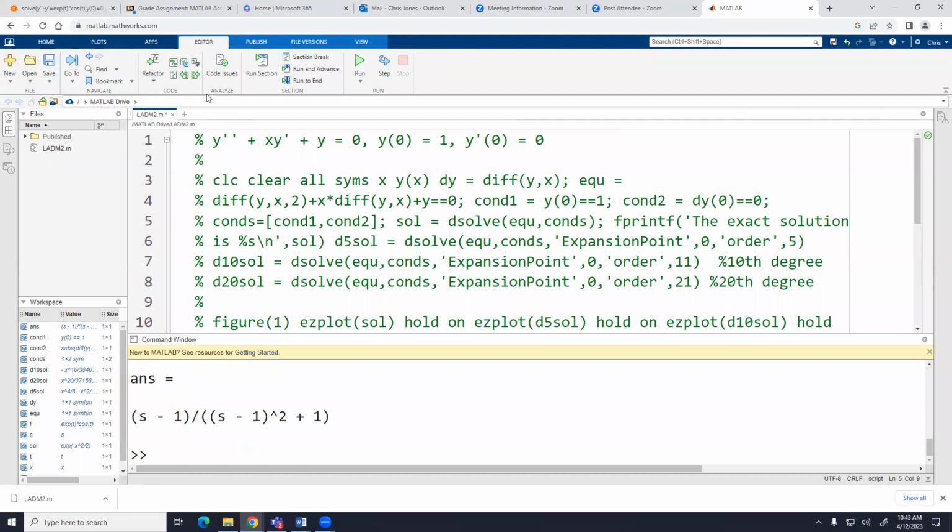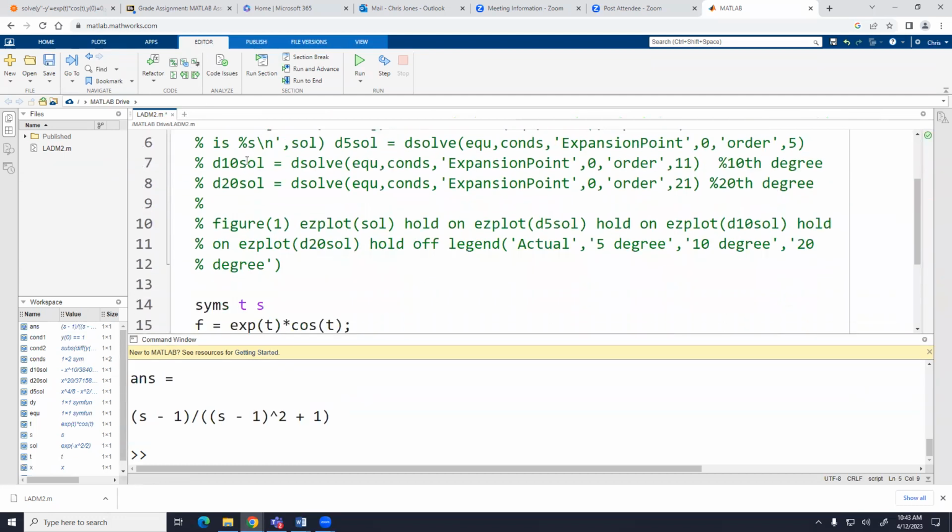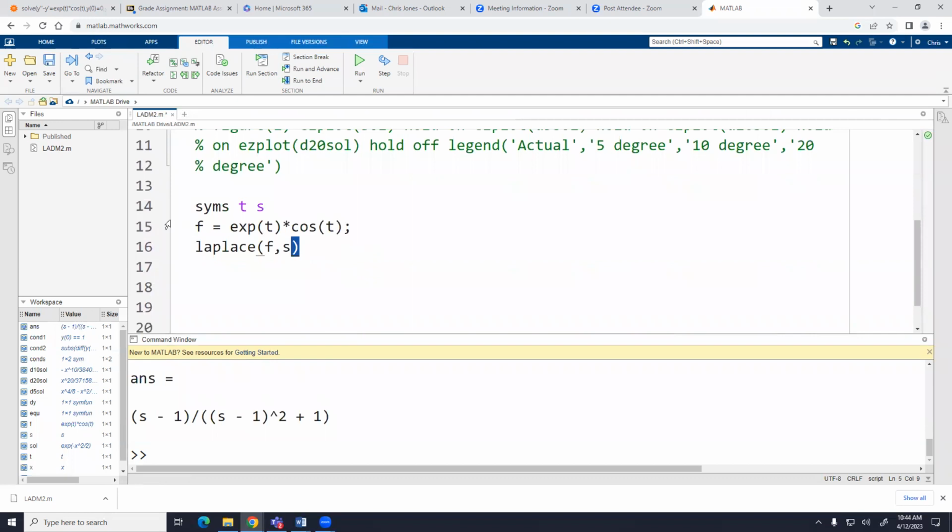Oh shoot. I don't know what I did, but I think I just did the wraparound by accident. That's fine. It's not that big of a deal. Okay. So guys, that's how you find a Laplace in MATLAB.